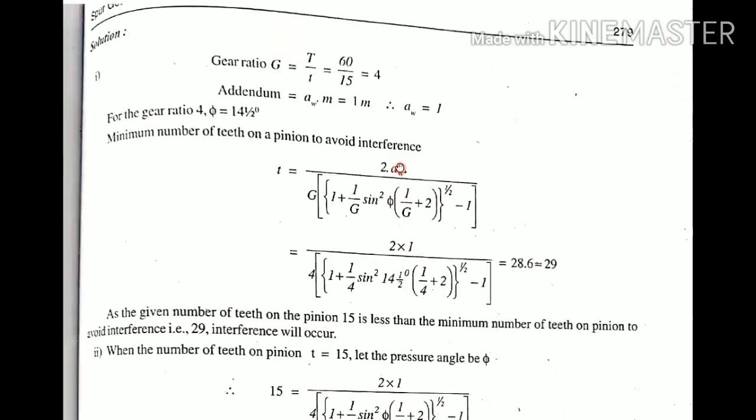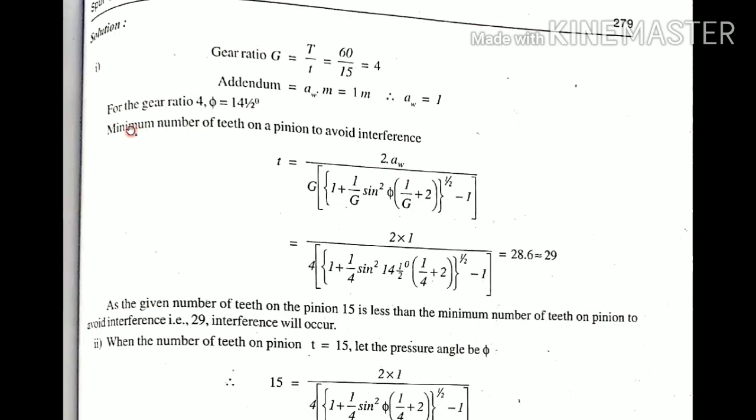How to prove that? For that we derived it already. We need to find the minimum number of teeth on the pinion. If the minimum number of teeth on the pinion to avoid interference is more than what they have given, the pinion teeth of 15, then definitely there is interference. If it is less than that, there is no interference. So we are going to calculate manually the minimum number of teeth there should be on the pinion to avoid the interference.